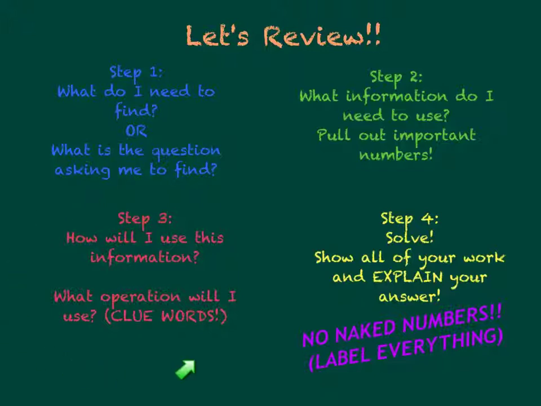Then step 3, how will I use this information? How are you going to show me that you've solved this problem? Are you going to use a bar model? Are you going to draw it out? And look at your clue words, because that will help you decide what operation you're going to use. Step 4, solve the problem. Show all of your work and explain your answer. And remember, no naked numbers, everything must be labeled.